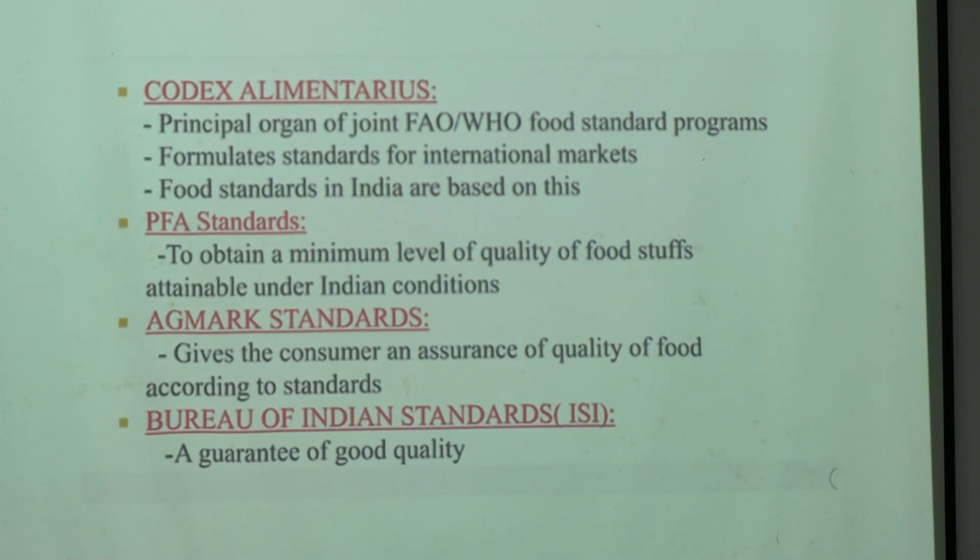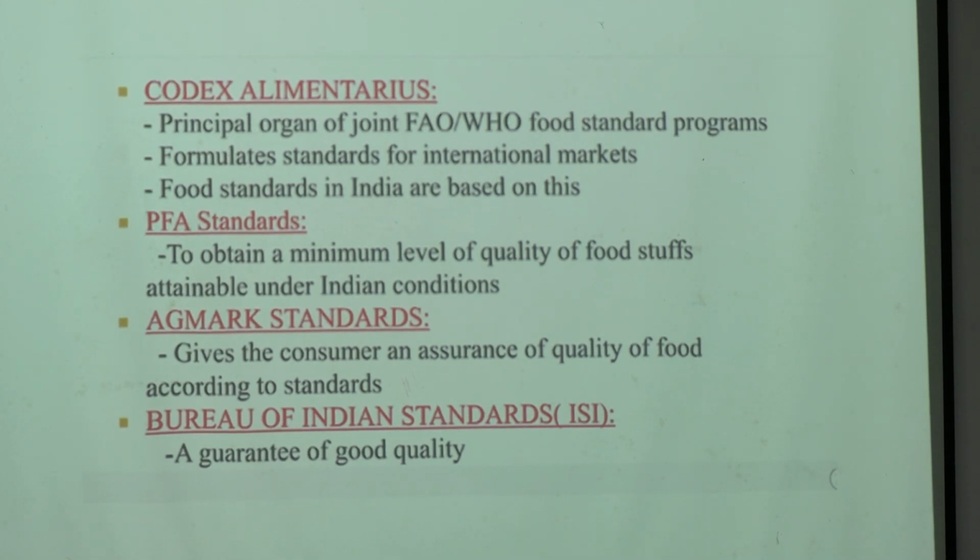Then there are a few things which you should know, just the names. One is Codex Alimentarius. This is a principal organ of the Food and Agriculture Organization and WHO food standards. This has standards for international markets, and food standards in India are also based on this. So when you're having, say, a potato chips packet, that packet should be based on some standard. That standard is actually taken from this, the Codex Alimentarius.